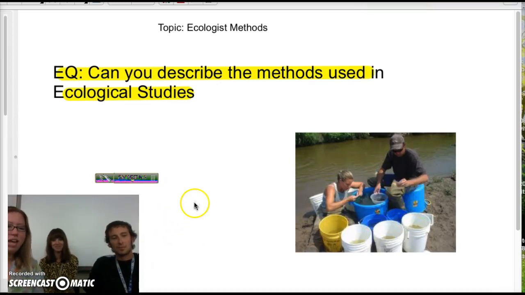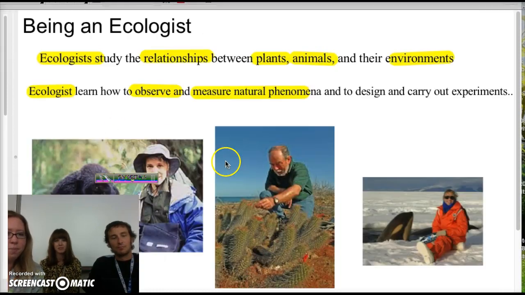All right, so today in your video notes, our topic is ecologist methods, and our essential question is, can you describe the methods used in ecological studies? So ecologists study relationships between plants, animals, and their environments. They use observations to measure natural phenomena and design and carry out their experiments.